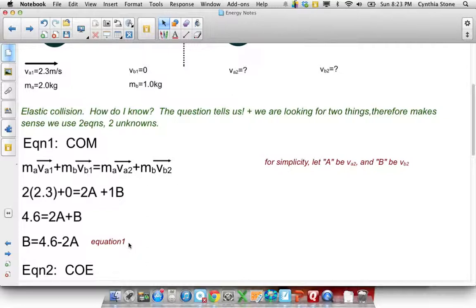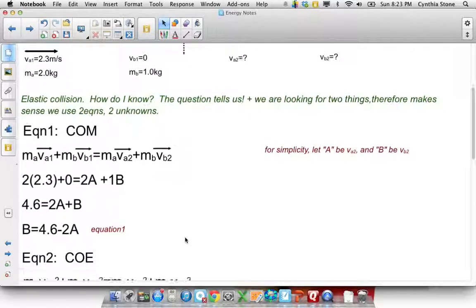Because here's two equations, two unknowns. That tells you you're going to have to use elimination or substitution. I guess theoretically you could use graphing too, couldn't you? But we're not going to. We're going to use substitution, okay? So you take the conservation of momentum, you isolate one of the variables you're looking for, and that's equation 1. Again, I just did this to make it look prettier. I didn't want to deal with subscripts anymore.